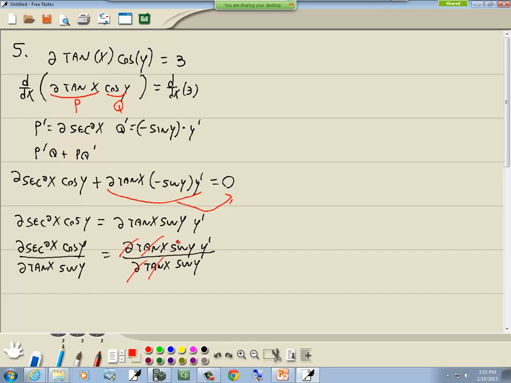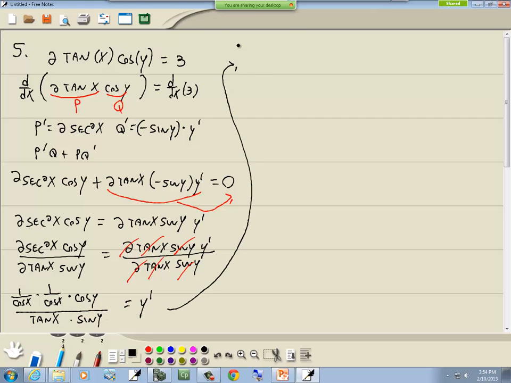Tangent x's cancel, the 2's cancel, and the sine y's cancel, and we get y prime equals, 2's cancel here, and secant squared. Secant is 1 over cosine, so that would be 1 over cosine times 1 over cosine, because secant squared is secant times secant, times cosine y over tangent x times sine y. I'm going to flip that around. I'll put y prime over here.